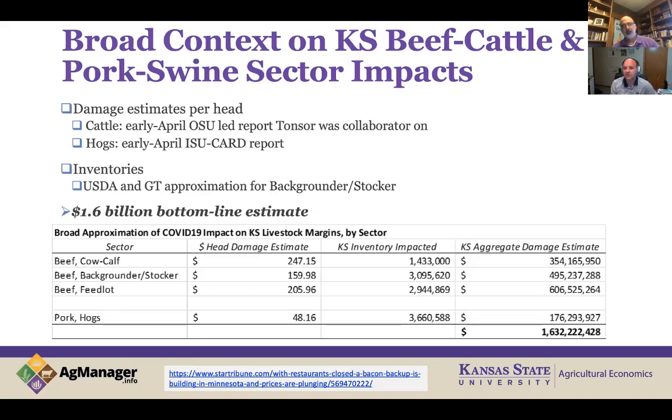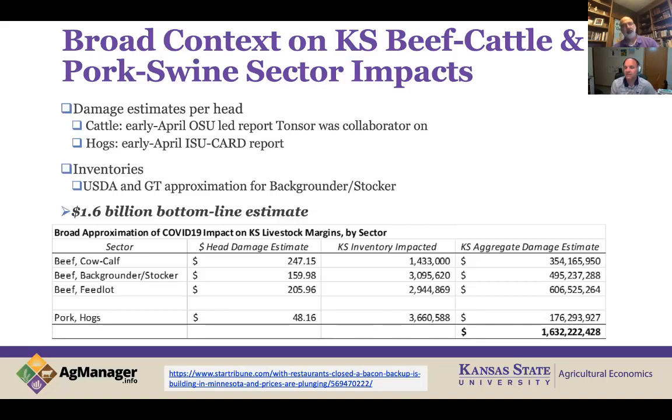At the very bottom of this, I really won't read every number to you, is $1.6 billion. And the way I would interpret this is, using those damage estimates from those two different reports and my best assessment of how large the hog and the cattle industry is in the state of Kansas here in 2020, that's the effect that COVID has had on the markets compared to what the world would have looked like without COVID. So I would interpret these as one way to think about the damage of COVID. It's not a profit statement because there are other things driving profit. This is a marginal effect of COVID for these three different sectors.